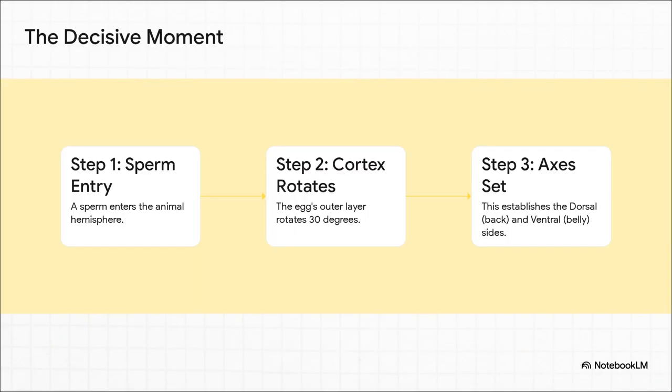And then comes this moment of incredible drama. A single sperm enters the egg, and it triggers a stunning event. The egg's outer layer, its cortex, rotates precisely 30 degrees. And in that one single movement, the entire body plan is locked in. Just like that, it establishes where the frog's back will be and where its belly will be. One tiny moment, and the body's entire map is set.